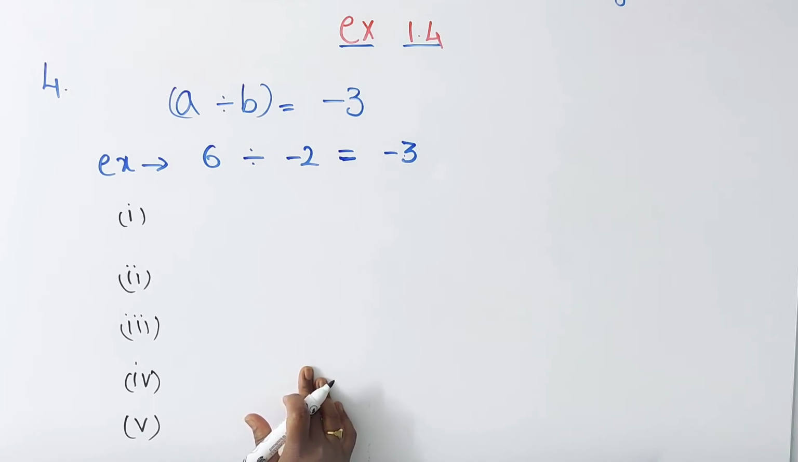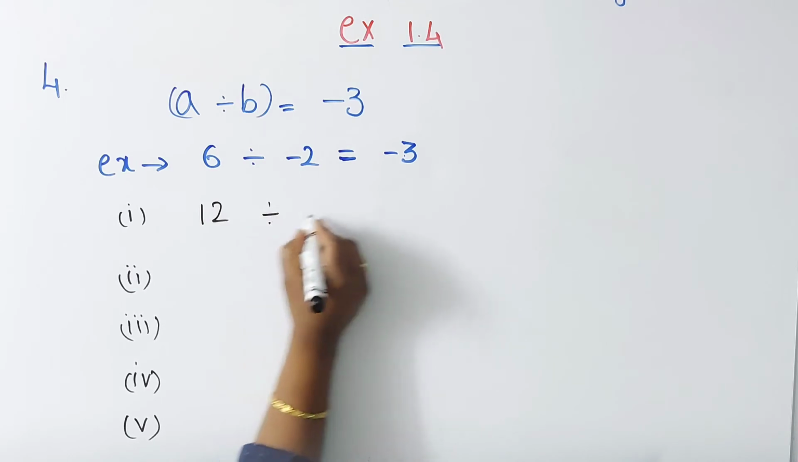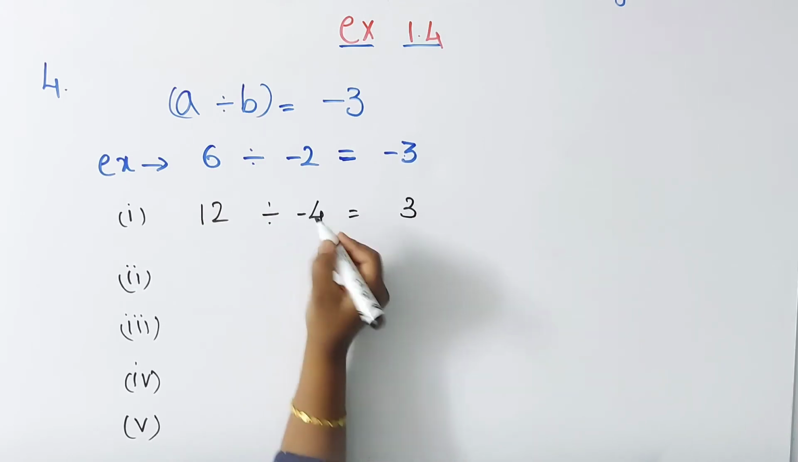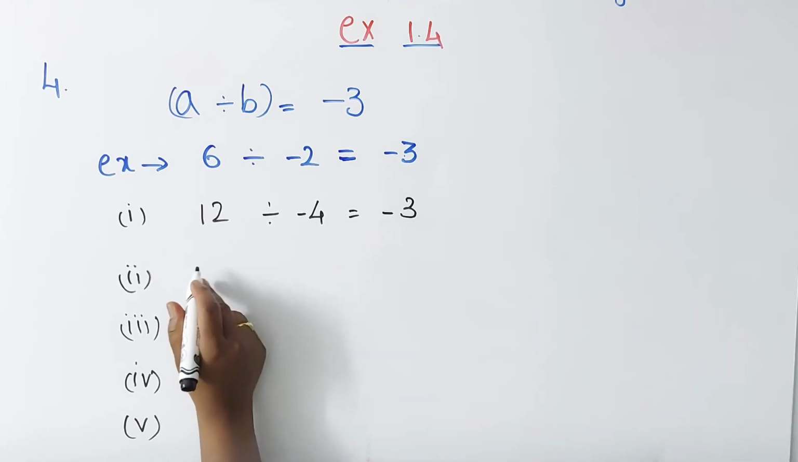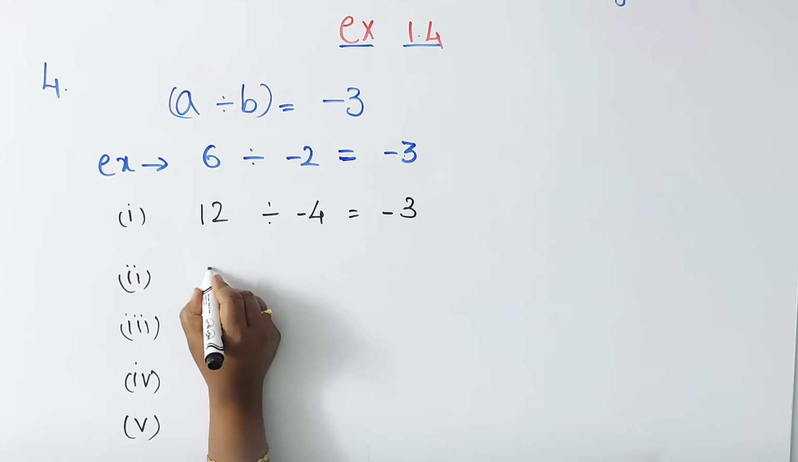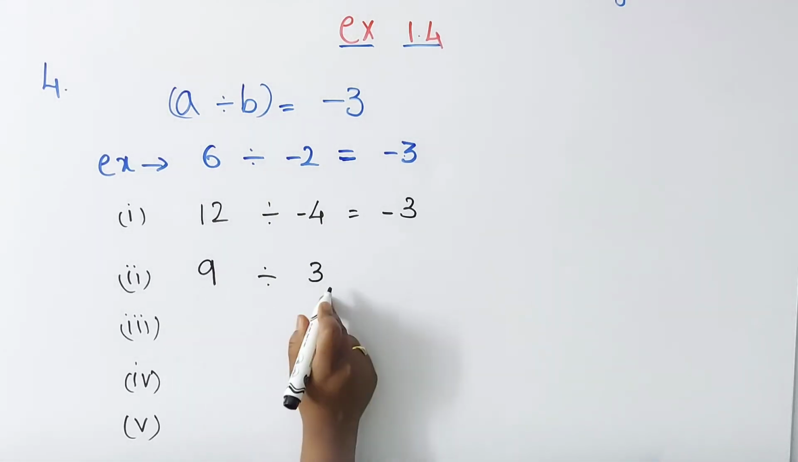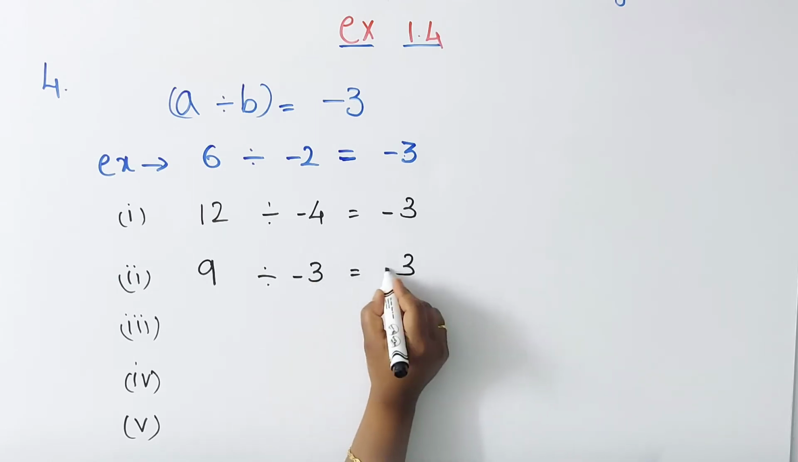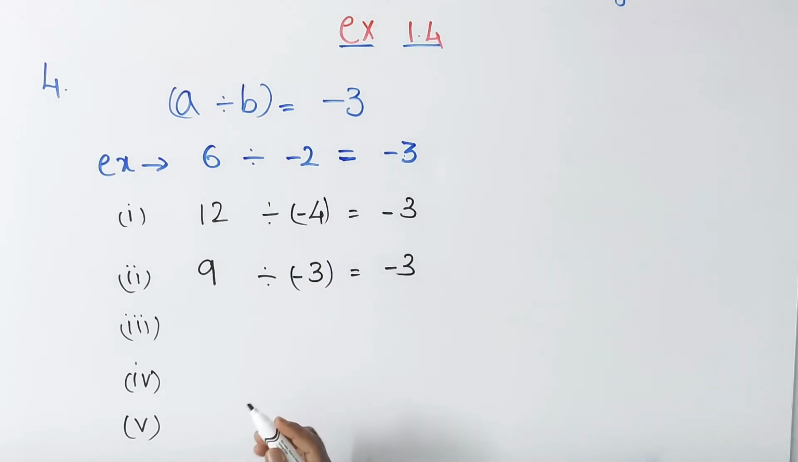And here I am taking 12 and 4. 12 divided by 4 we know that it is 3, but we want minus 3. So 12 divided by minus 4 equal to minus 3. Next one more pair. 9 divided by 3 equal to 3. We want minus 3 here. 9 divided by minus 3 equal to minus 3, answer.